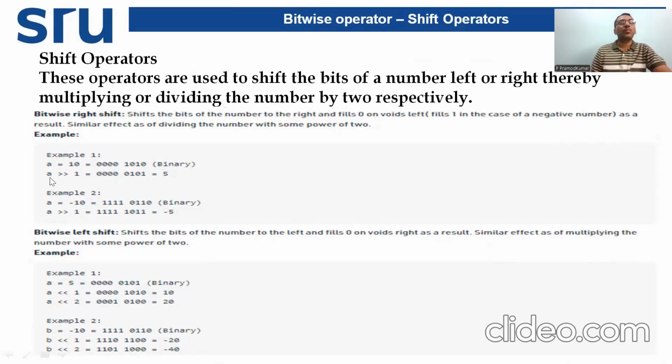So here there are 2 operands. One operand is the actual value which is going to be divided, and the second operand is the one representing the number of times that value is going to be divided by 2. Right. The second example: if I take A equals 20 and A right shift 2, then the 20 will be divided by 2 twice. Hence the result becomes 5 again, right?